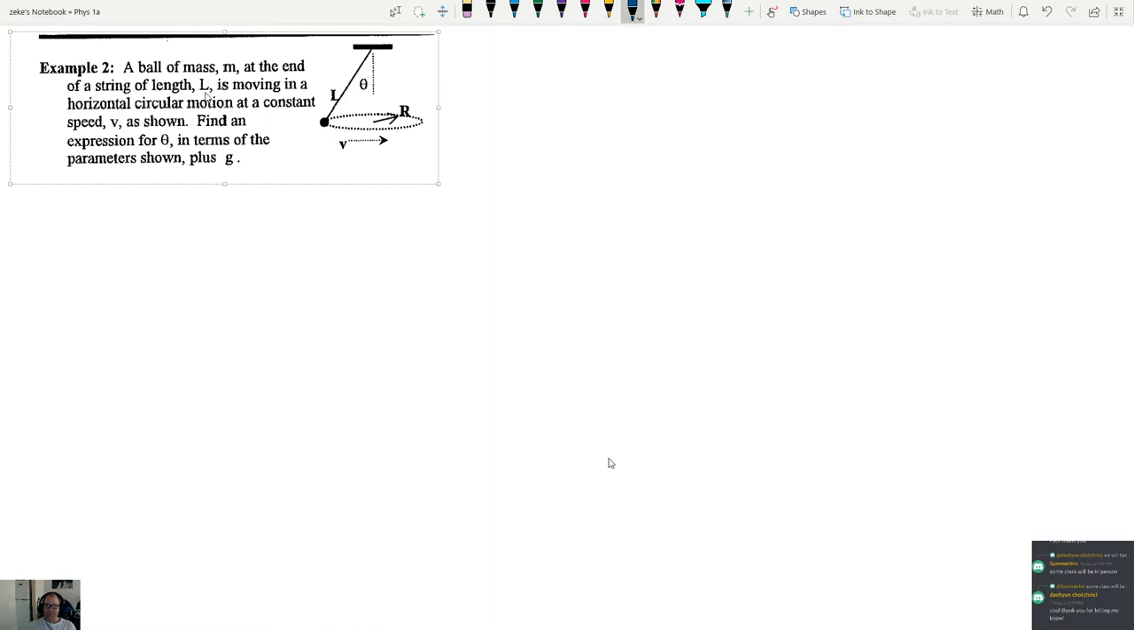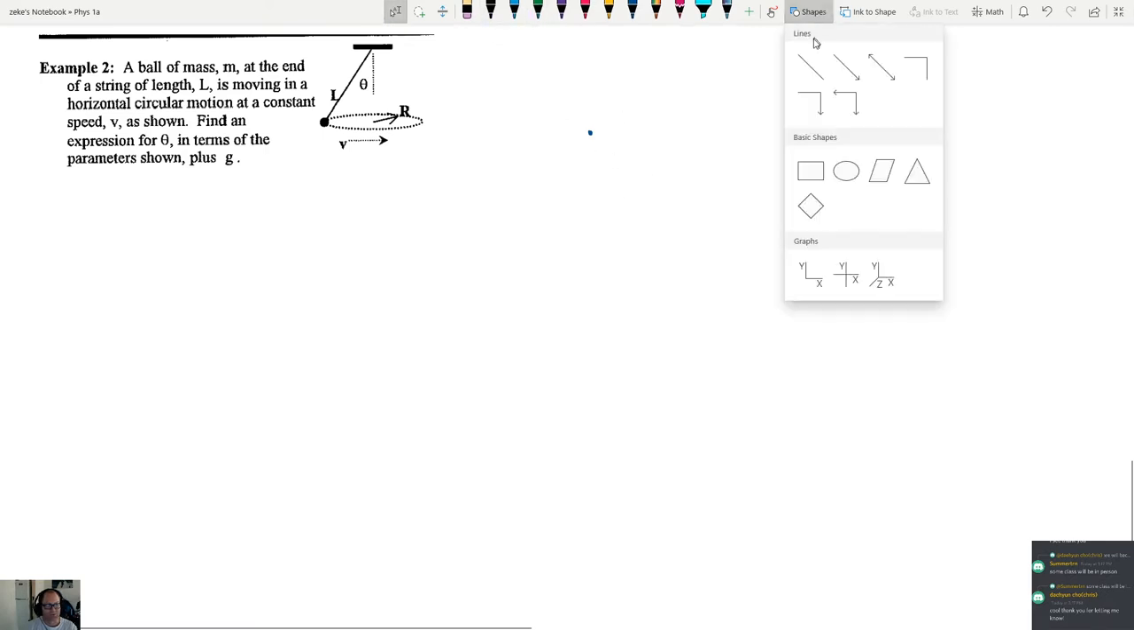So, a ball of mass M at the end of a string of length L is moving on this path. All right. So the first thing to do in problems like this is to draw a picture of what's happening, draw a free body diagram. So we want to label the forces that are acting on my ball right here. What would those forces be in this problem?